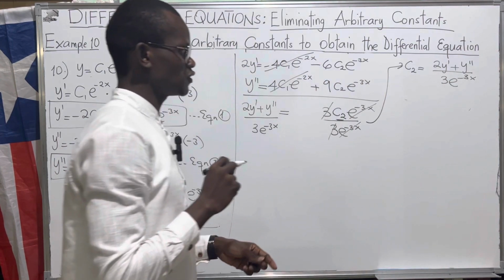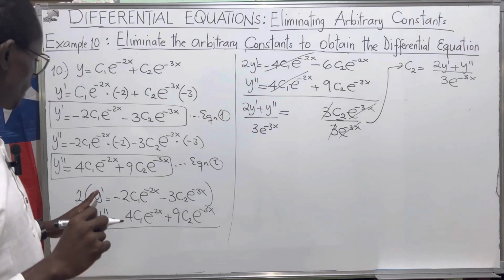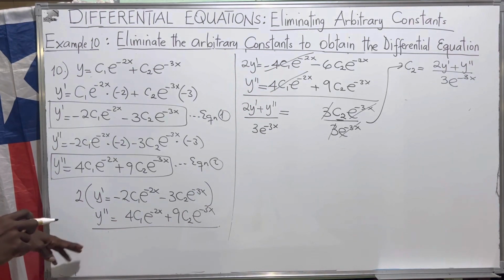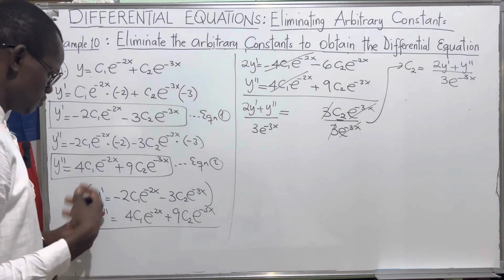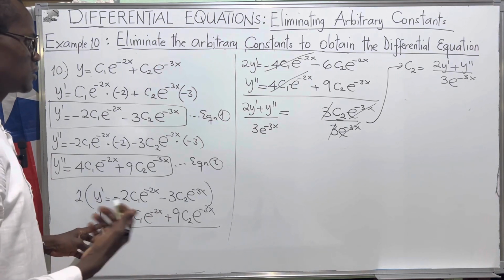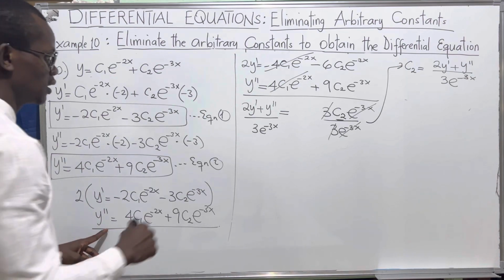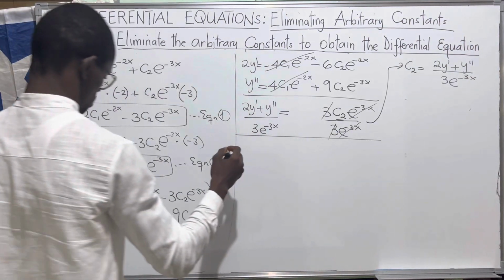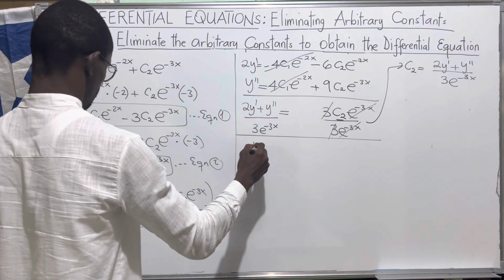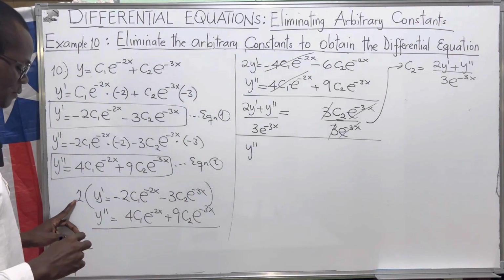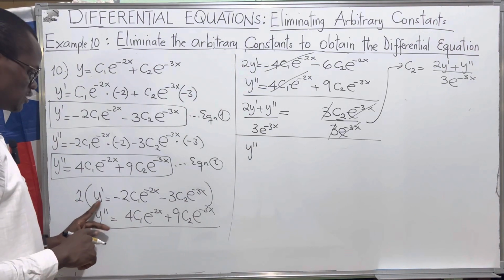So we have solved for C2. Now we can take one of the equations to solve for C1. Let's take the second equation. You can even take the first, it will give you the same thing. So we take the second equation. We have y prime prime, and I'm not taking the second because I multiplied this by 2 first. No, I can even take the first.